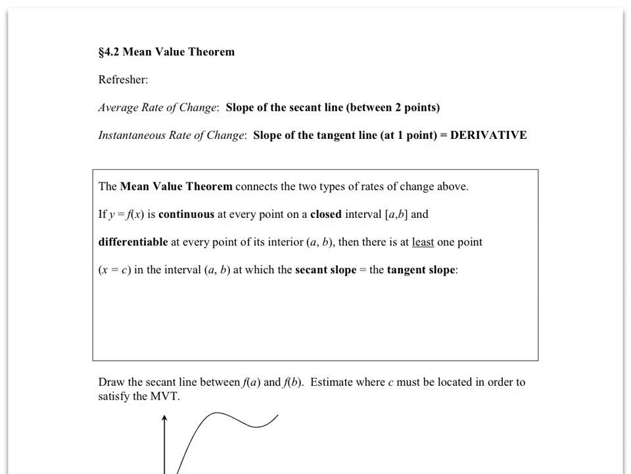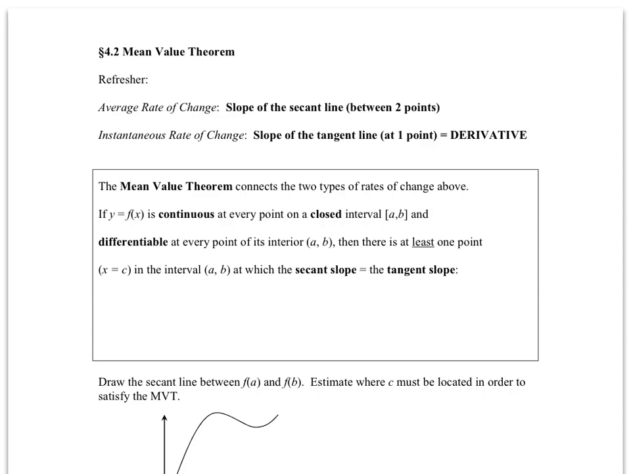So the mean value theorem is going to connect these two types of rates of change. You have to satisfy the hypothesis for this theorem. So the function has to be continuous at every point on a closed interval. So far it's just like the extreme value theorem. Unlike the extreme value theorem, in order for the mean value theorem to hold, the function also has to be differentiable at every point within the interior. As long as those conditions are met, then there is at least 1 point at x equals c within the interval from x equals a to x equals b at which the secant slope equals the tangent slope.